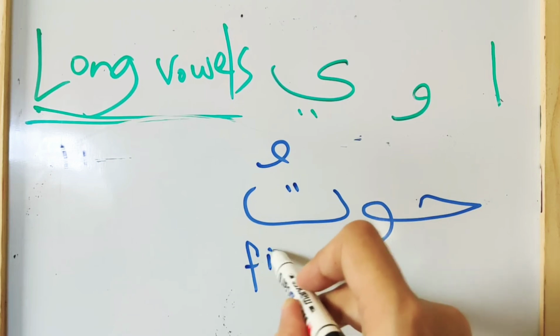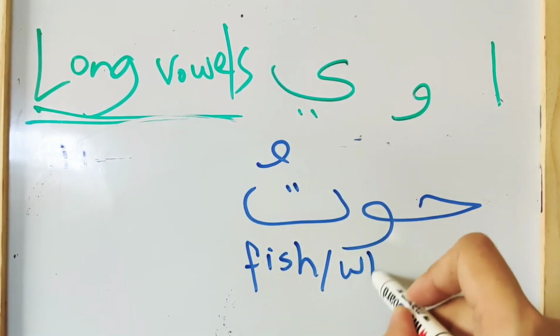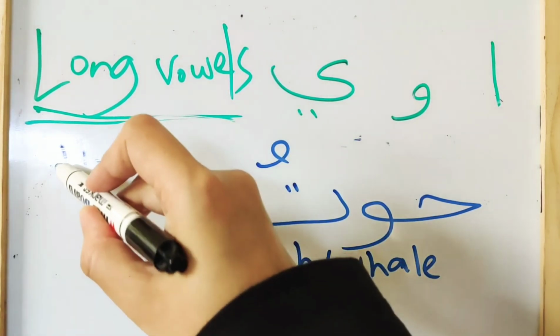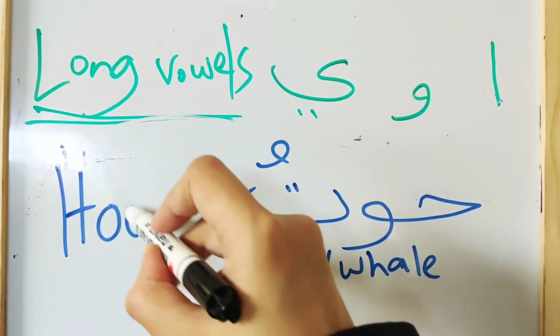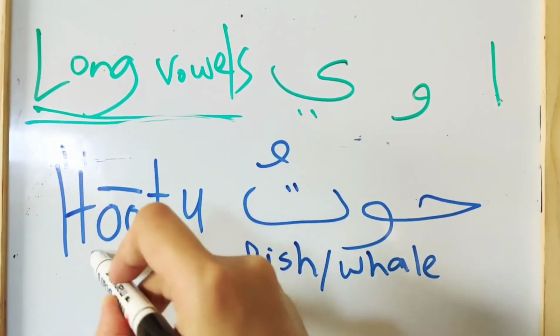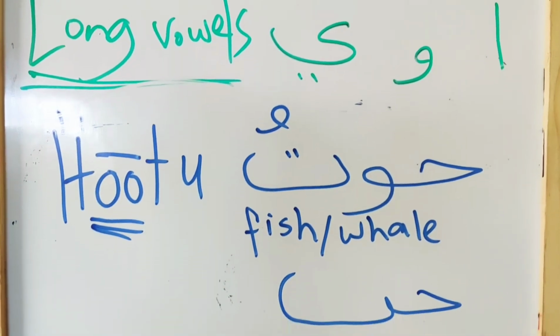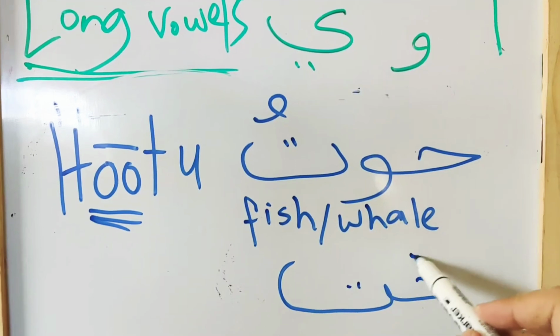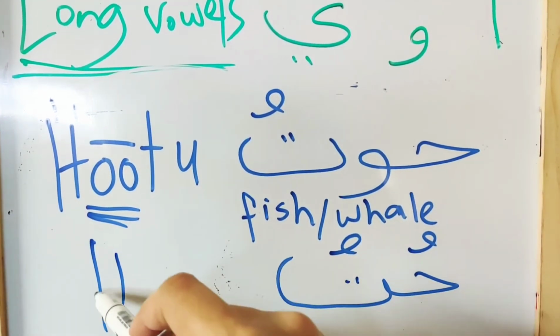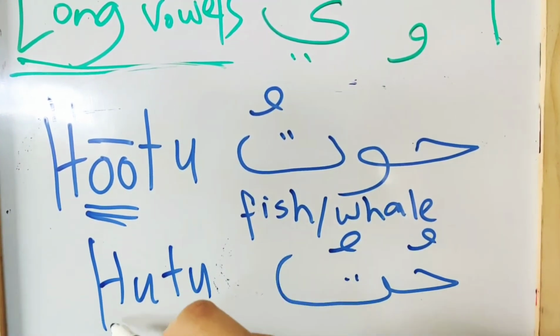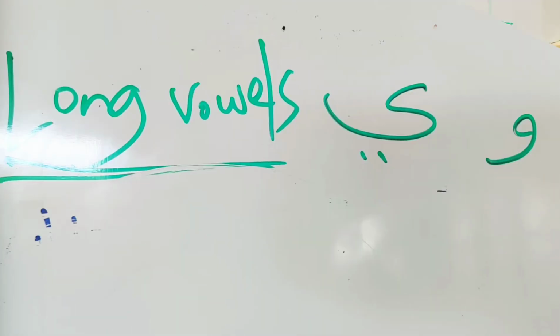Alright, another example. Hutu. We're using mad bil waw this time, the long vowel mad bil waw. There's a stretch in the middle. Hutu, it means fish or whale. You read it as hutu, as opposed to hutu. This has no meaning, but to compare, you can see the difference. This is quicker.